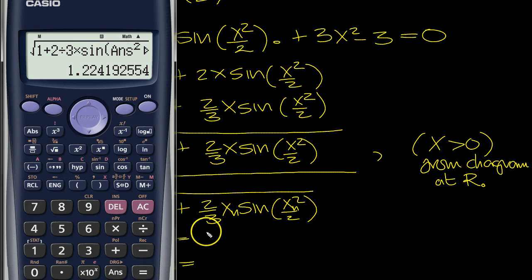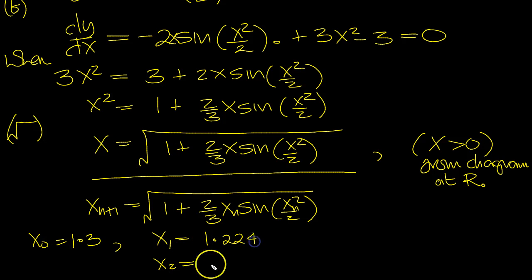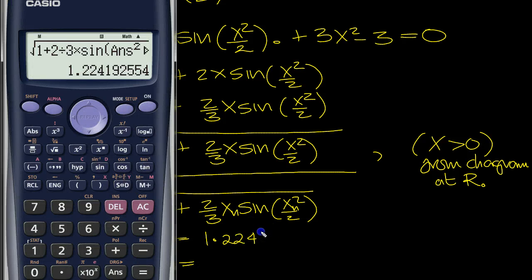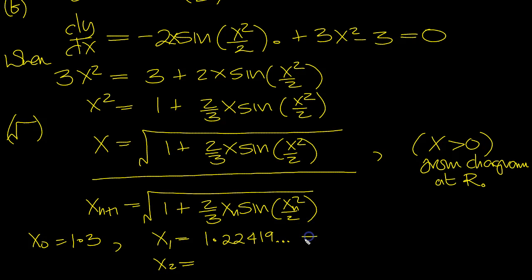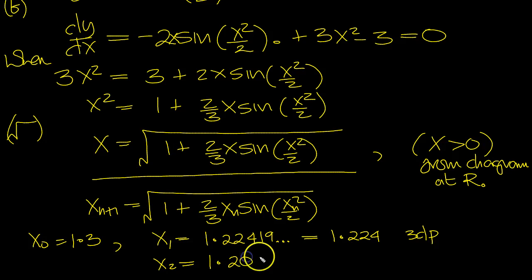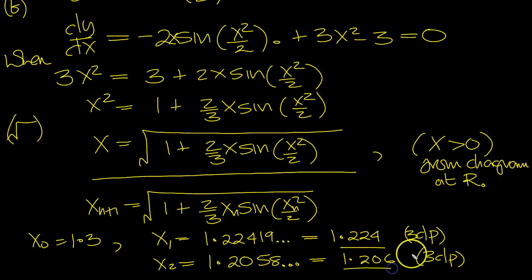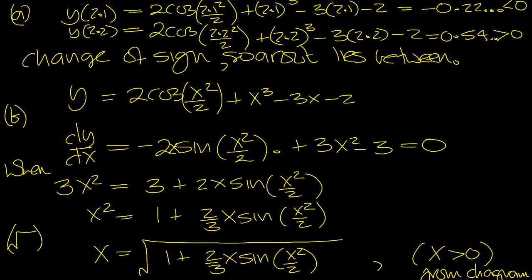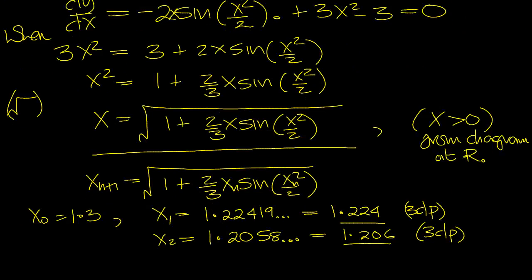Equals 1.224. We needed to work them out to 3dp, I think. 1.224 to 3 decimal places. And we've got Ans in as this now, so we just press equals again. 1.2058. 1.206, and that was the 3 decimal places. There's our x1 and x2 to 3dp.